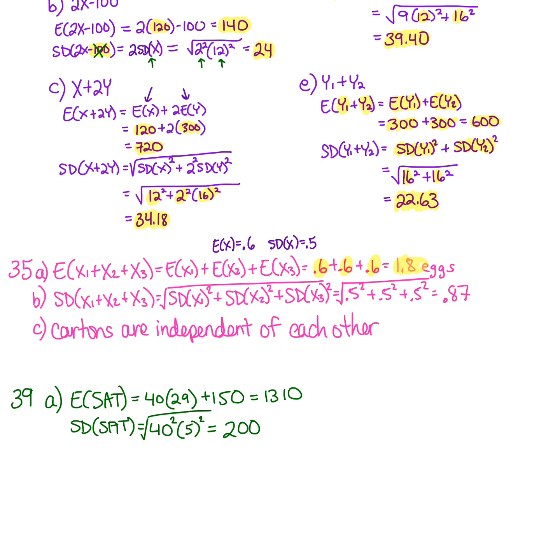Let's see if I can get this problem finished. On the next one, I am taking my standard deviation of x1, my standard deviation of x2, my standard deviation of x3, which is really the variance plus the variance plus the variance. And when I say variance, I'm simply writing SD squared. That is the variance. And I take the square root of that, and I get 0.87.